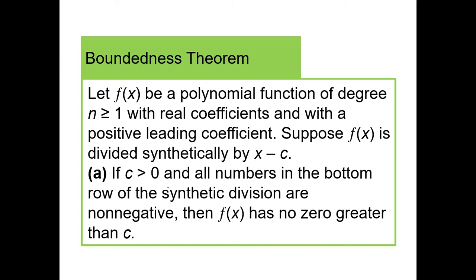The boundedness theorem. Let f of x be a polynomial function of degree n greater than or equal to 1 with real coefficients and with positive leading coefficient. Suppose f of x is divided synthetically by the factor x minus c. A. If c is greater than 0, and all the numbers in the bottom row of the synthetic division are non-negative, then f of x has no zero greater than c. How is this useful? Well, if I know there's no zeros greater than c, then I can use trial and error to test the other zeros that are less than c.